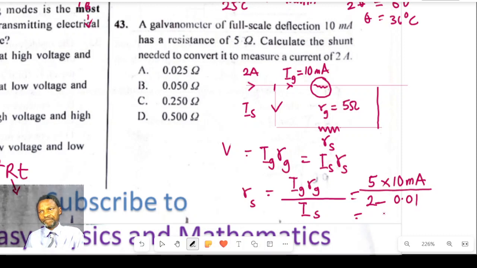So you divide this, and then that will give us 0.02, okay, 251. So the answer is A.